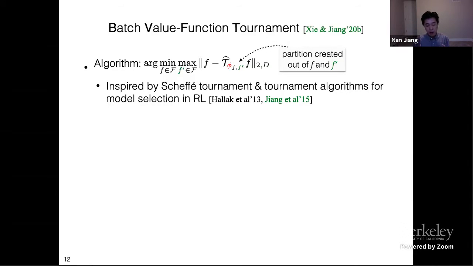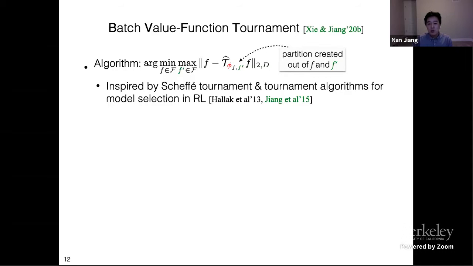And for every single pair of comparison, for each candidate function f, you record a projected Bellman error, but then you take the worst-case projected Bellman error among all such comparisons, which corresponds to this inner max over f prime. So note that this f prime is only involved in the objective in terms of creating this partition phi_{f,f'}, and otherwise it doesn't show up anywhere else.